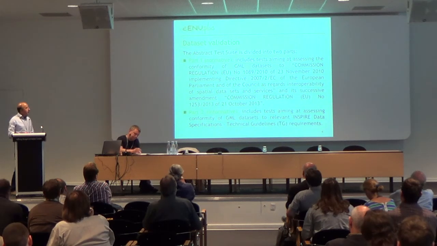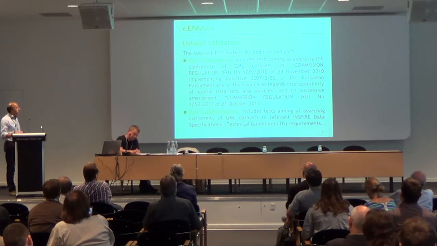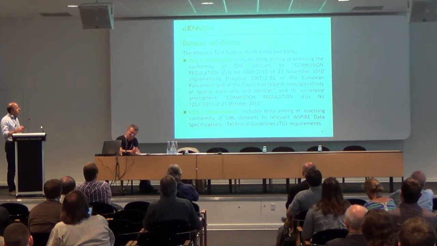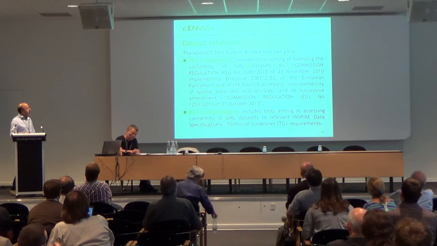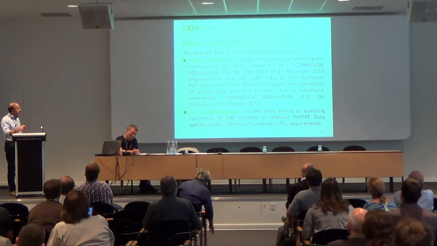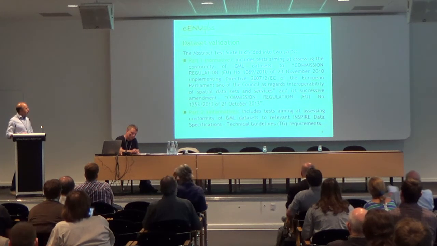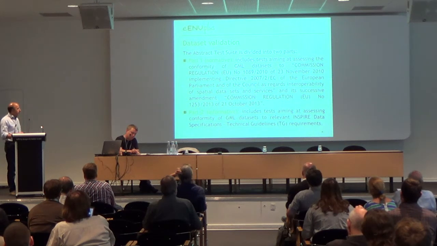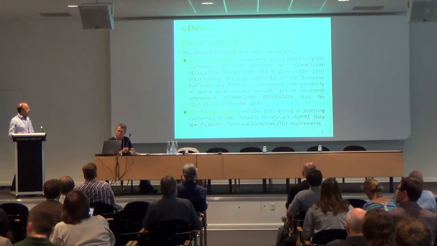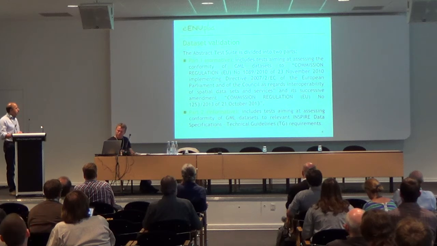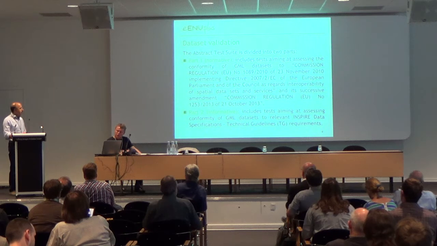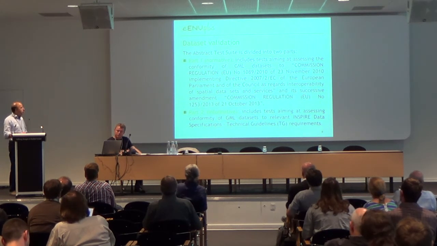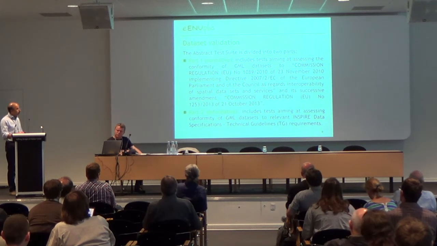The ATS is divided into two parts. Part one, which is called normative, includes tests aiming at assessing the conformity of GML datasets to implementing Rule 1018 and its successive amendment 1253 of December 2013. Part 2, informative, includes tests aiming at assessing conformity of GML datasets to relevant INSPIRE data specification technical guidelines. If you follow Part 2, you also make Part 1, but at the moment we are focusing on Part 1.